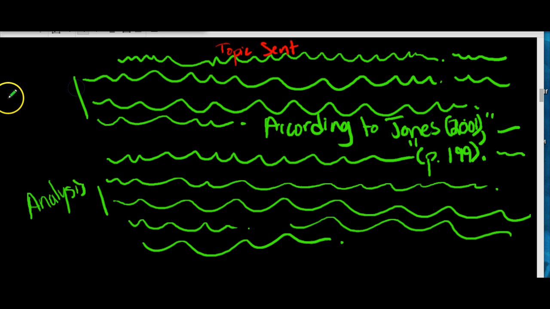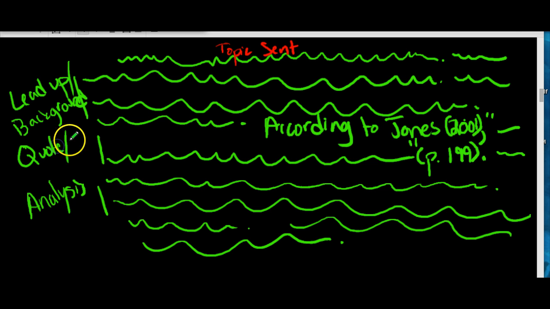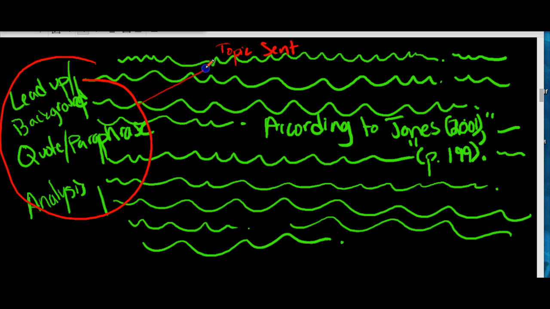And so this is all going to be analysis. This is going to be lead up or background to your quote. And then this is your actual quote or paraphrase. Remember, paraphrase is where you put the intellectual content into your own words. A quote is where you directly quote it. But either way, the most important thing is that everything here all leads directly back to your topic sentence and the main idea. In your topic sentence, if you were to draw an arrow up from this, it would go back to your thesis.